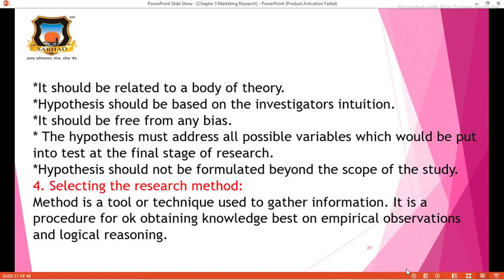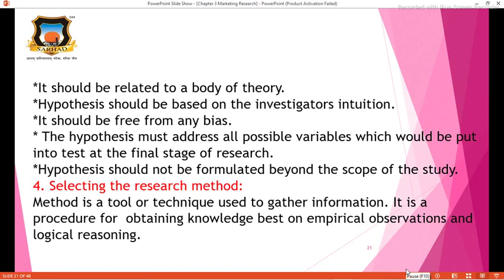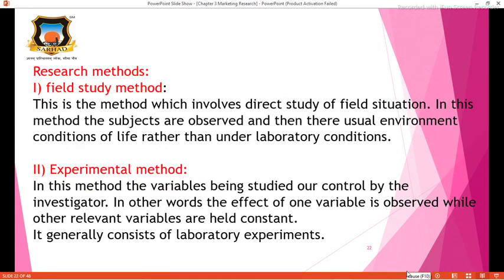The next step is selecting the research method. A method is a tool or a technique used to gather information. It is a procedure for obtaining knowledge based on empirical observations and logical reasoning. Now the different research methods.